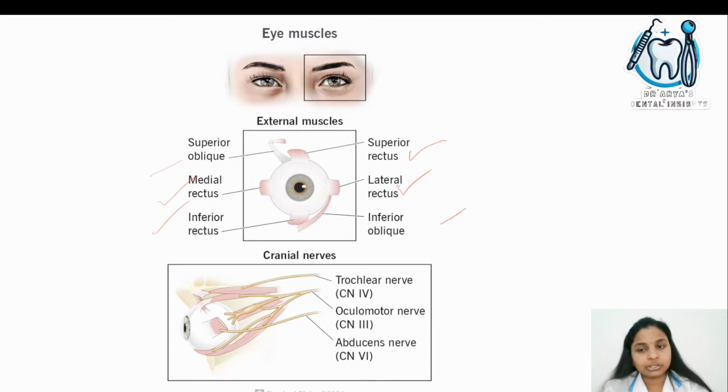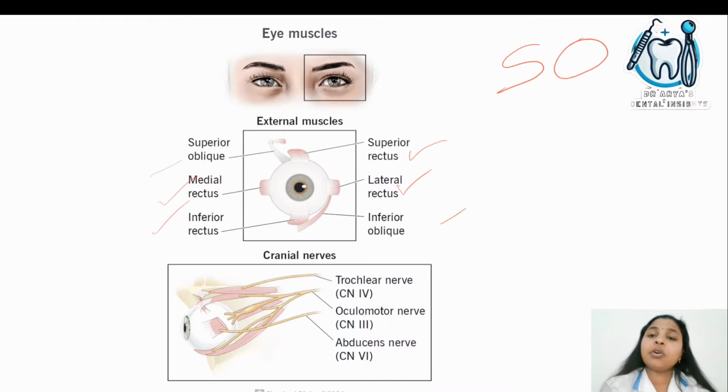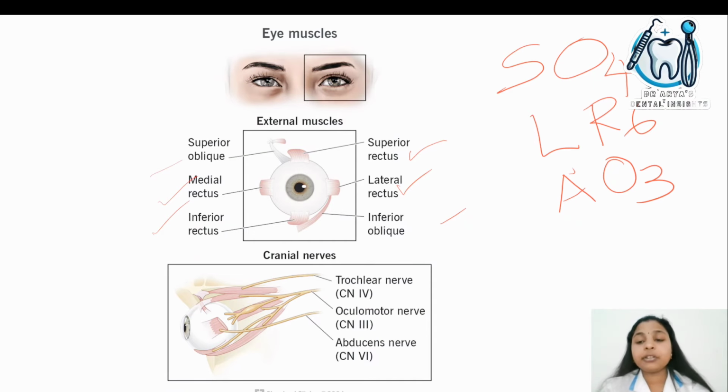So its innervation is also important. There is one more mnemonic, that is SO4, LR6, AO3. So this is the mnemonic for extraocular muscles. What is SO? It is superior oblique. If it's superior oblique, then it is innervated by the fourth nerve. Which is the fourth nerve? Trochlear. So the trochlear nerve is the fourth nerve. So the superior oblique is innervated by the fourth cranial nerve, that is the trochlear nerve.